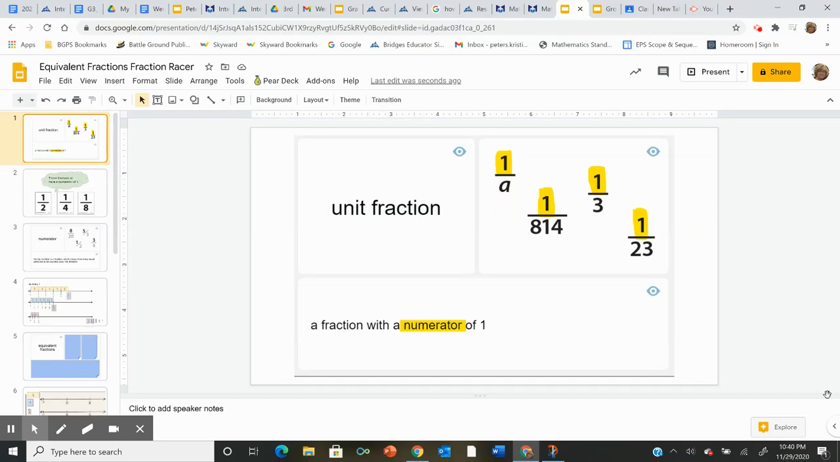Hi, third graders. Mrs. Peters here, and I want to spend a few minutes with you today doing some thinking about unit fractions. So here is our vocabulary card, and it explains that a unit fraction is a fraction with a numerator of one. And there are four examples of fractions there that all have a numerator of one, which make them a unit fraction.